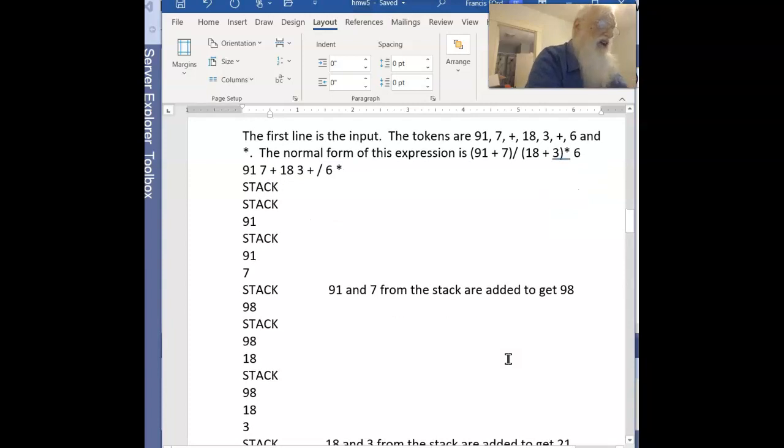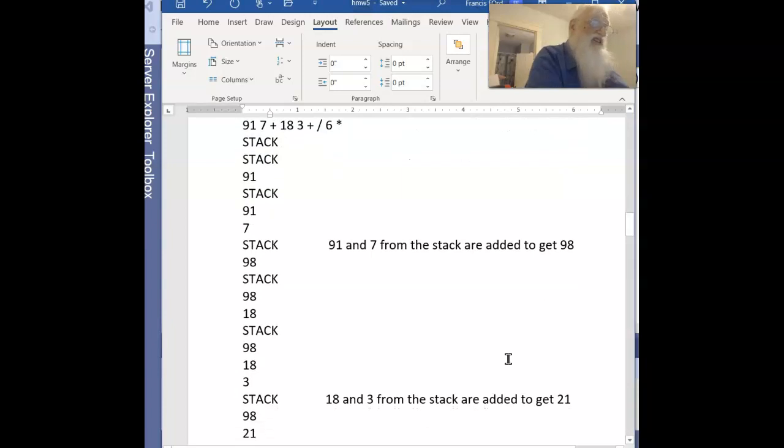Now the next token is 18. I put that in the stack. The next token is 3. I put that in the stack. Then I come across a plus. So plus says, take the last two, 18 and 3, add them together, and after you get rid of the 18 and 3, put the 21 back in. So now I have in the stack 98, which was the result of the plus, and 21, which was the result of the other plus.